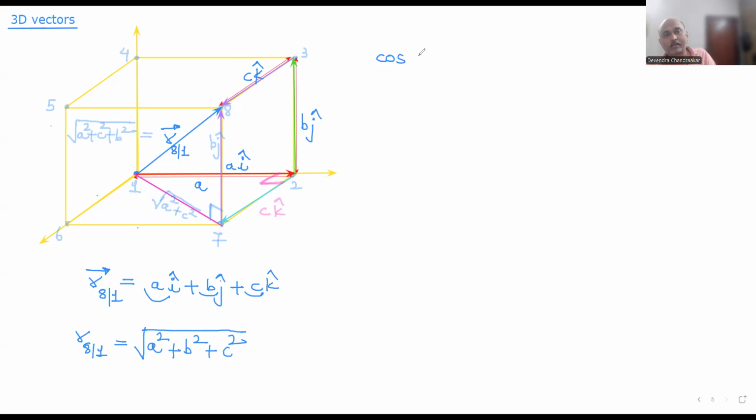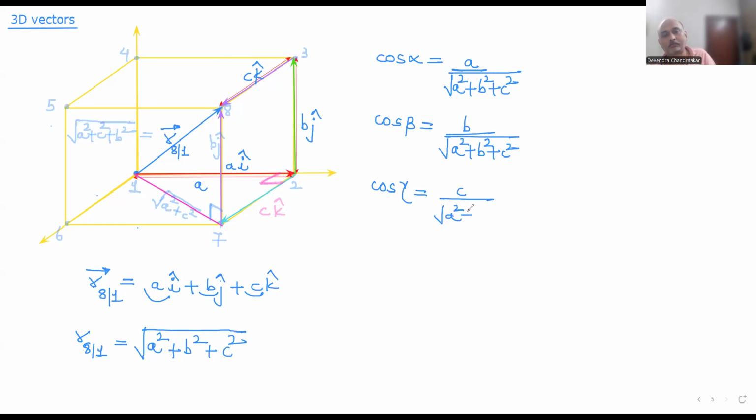So directions are given like this. Cos alpha is equal to the ratio of the coefficient of the x component, that is a, upon the magnitude of the vector. Cos beta is the coefficient of the y component divided by the magnitude of the vector. And cos gamma is c upon root of a square plus b square plus c square, that is the coefficient of the z component divided by the magnitude.